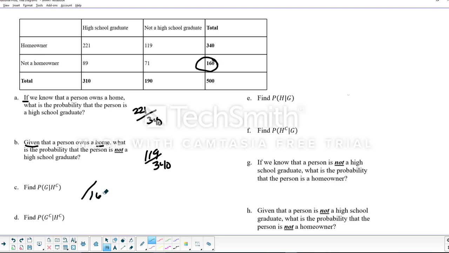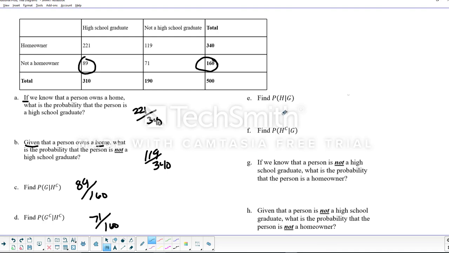Out of those 160, how many graduated from high school? 89. Okay, next one. Given that somebody is a non-homeowner, again, the same 160, what's the probability they are a non-graduate? That's the 71 out of 160.